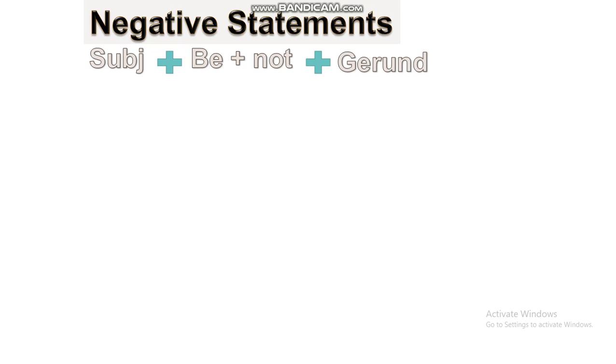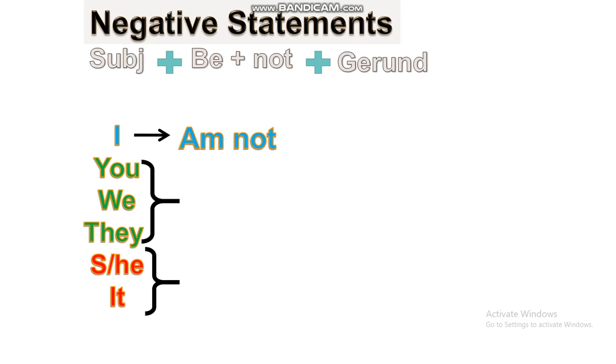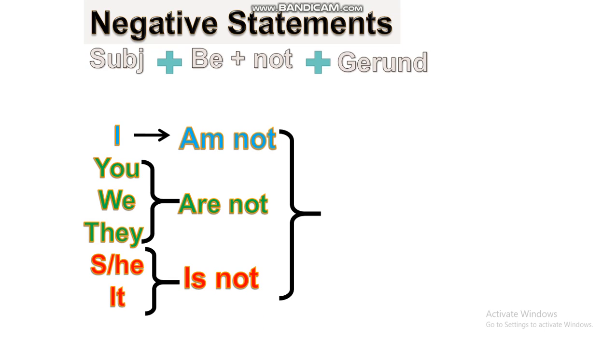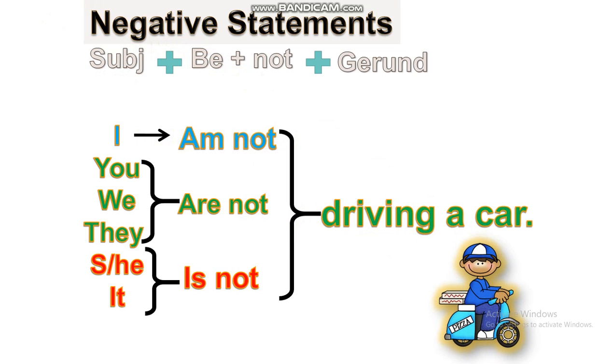In the negative statements, we add not to the verb to be, not the main verb. Verb to be plus not, and the main verb is still the gerund, and then the rest of the sentence. So, I, you, we, they, she, it. As you can see, I am not. You are not. We are not. They are not. She, he, it is not. Plus the rest of the sentence, driving a car. So, I'm not driving a car. We are not driving a car. It is not driving a car.